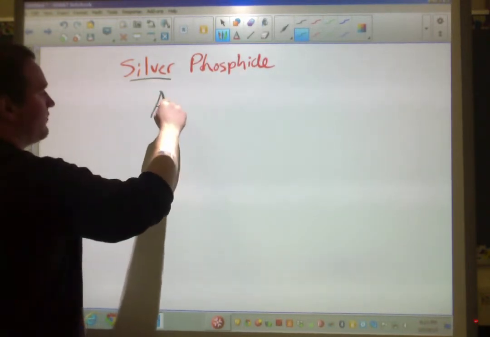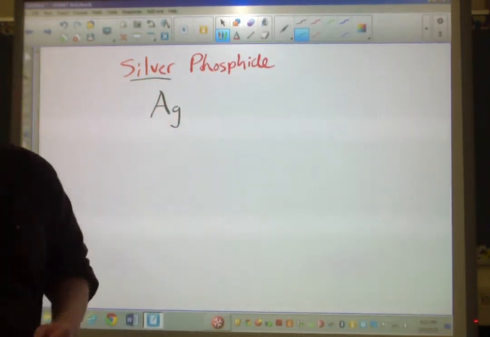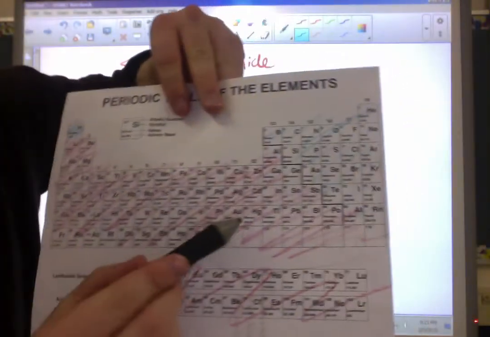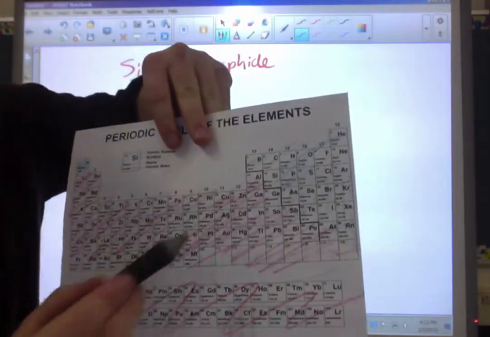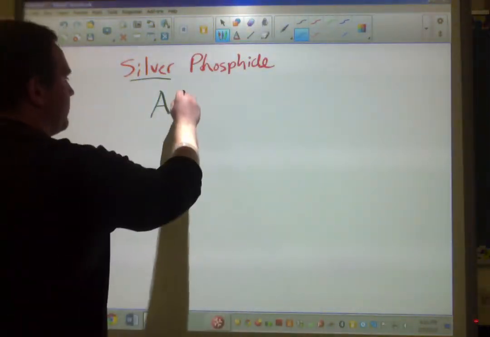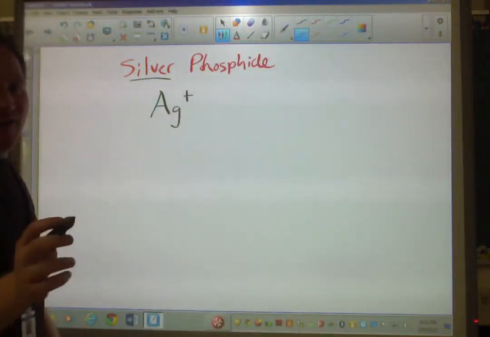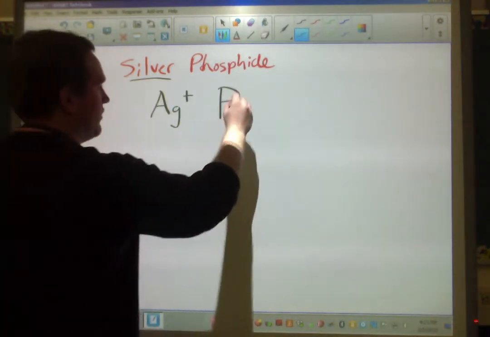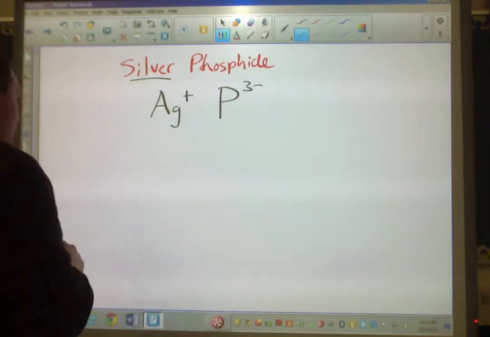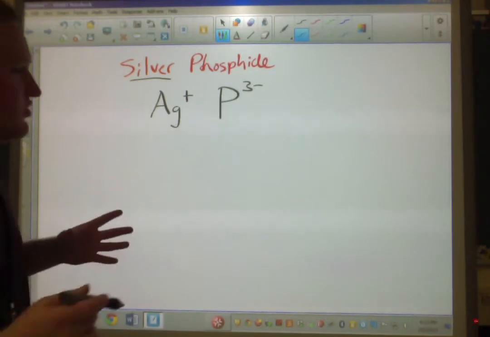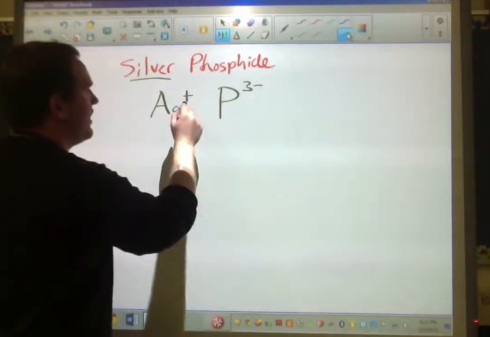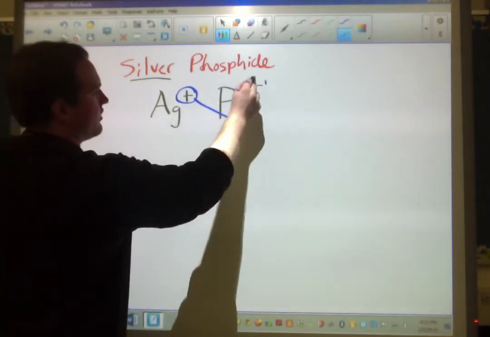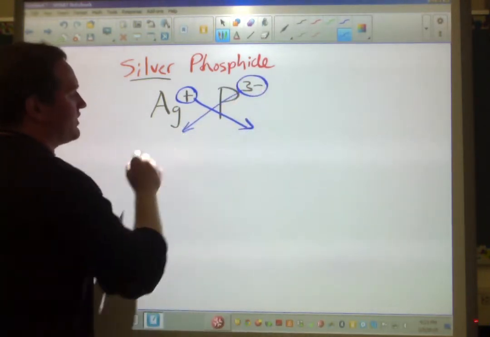Silver is Ag. What's the charge on a silver ion? Silver is part of my 3-2-1 rule. Silver always has a charge of +1, which I write as a plus. Phosphide is phosphorus, which has a charge of 3 minus. At this point, I'm going to apply my crisscross rule. What I mean by that is the number that's represented up here is going to go down there. The number that's represented up here is going to go down here.